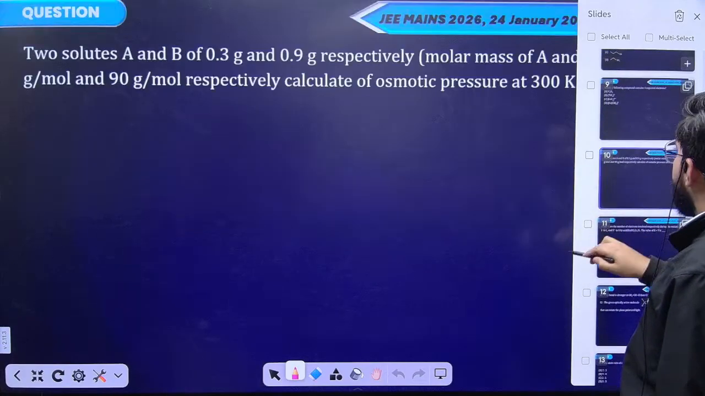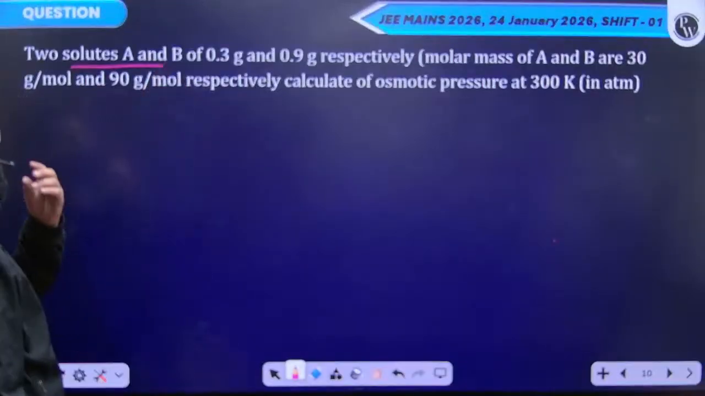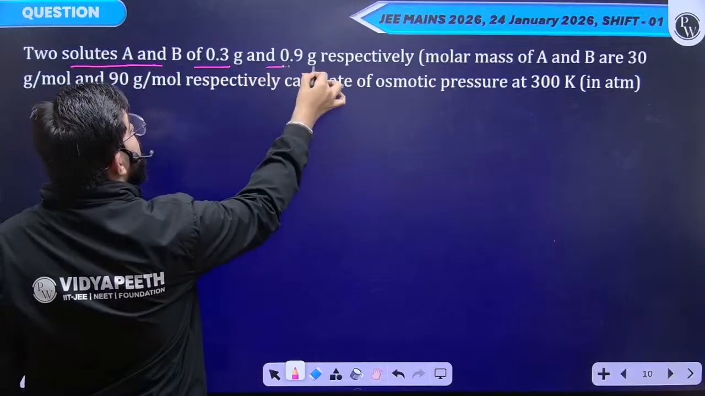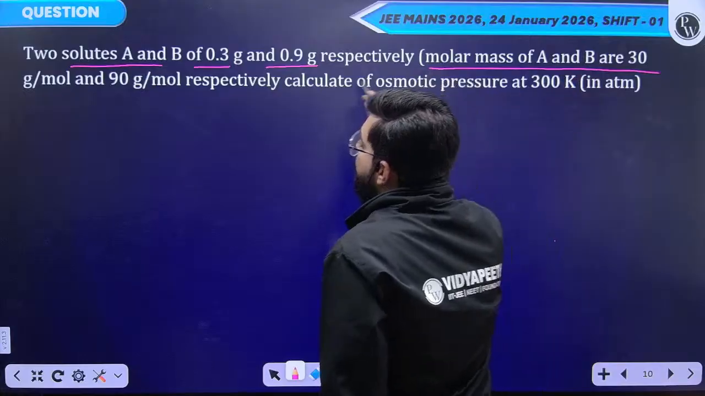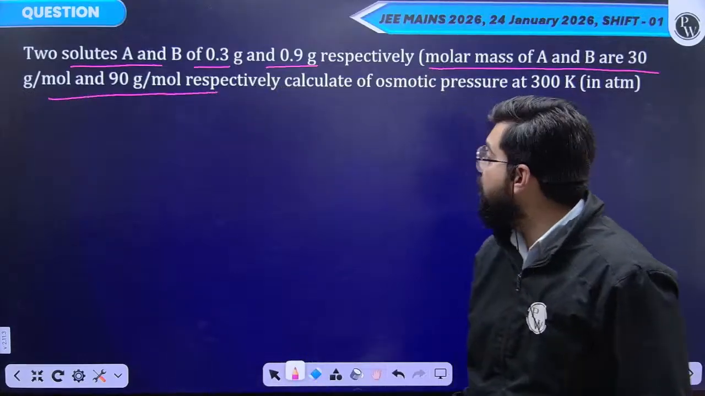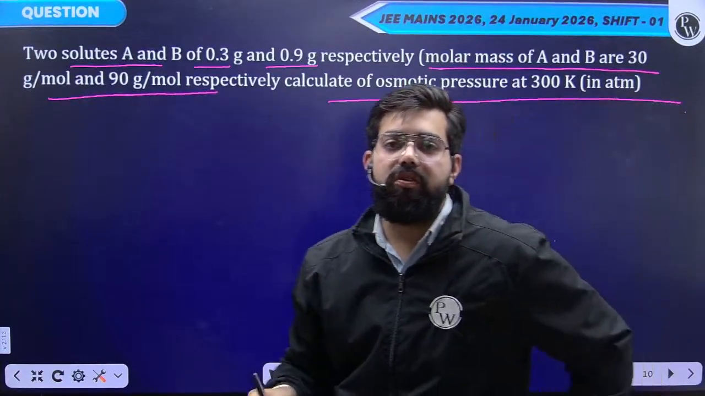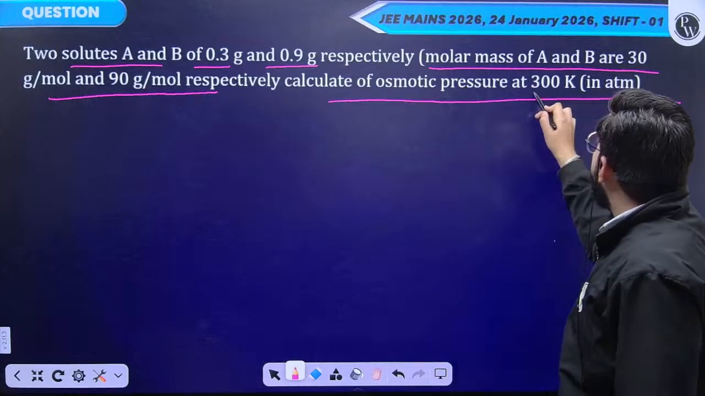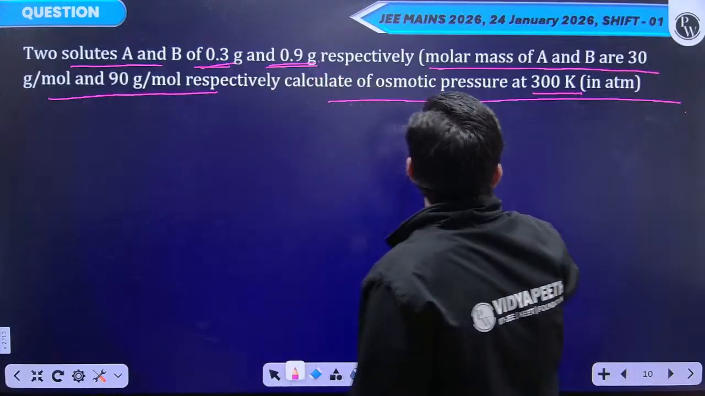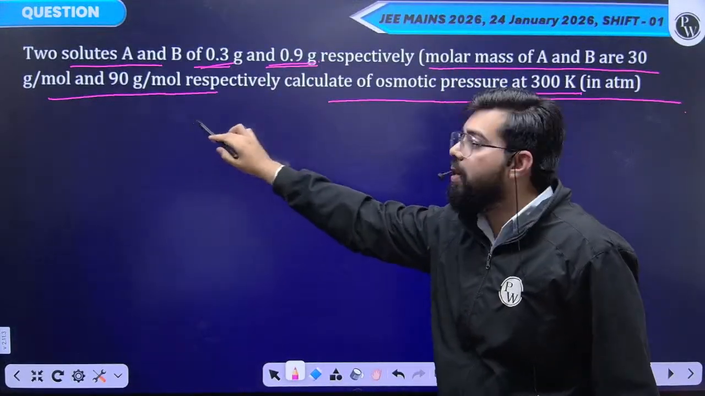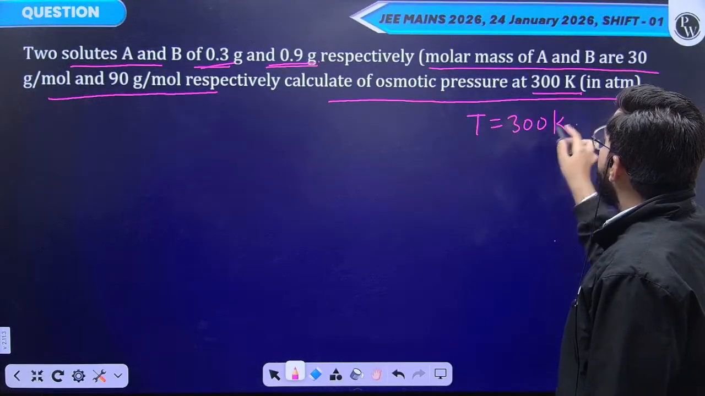The first question you can see here: two solutes A and B of 0.3 grams and 0.9 grams respectively. Molar mass of A and B are 30 grams per mole and 90 grams per mole respectively. Calculate osmotic pressure. Yes, it is physical chemistry, osmotic pressure, right? And the temperature is given as 300 Kelvin, right? So temperature, we can write it is 300 Kelvin.